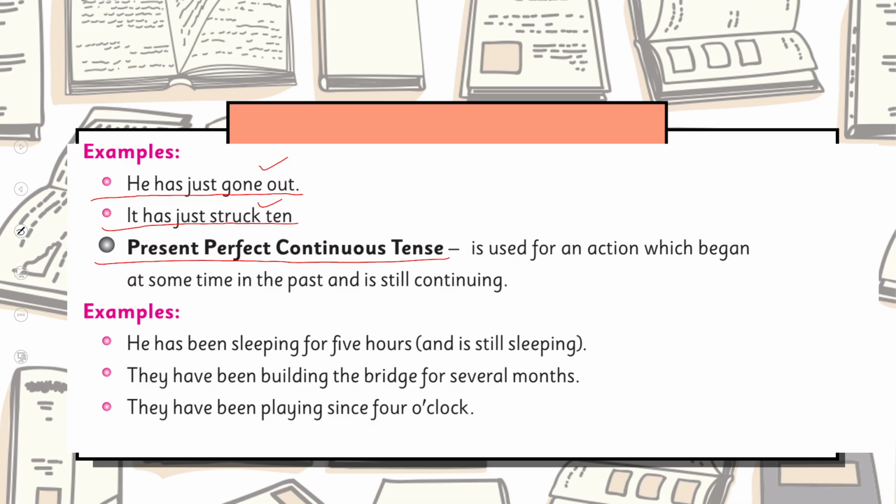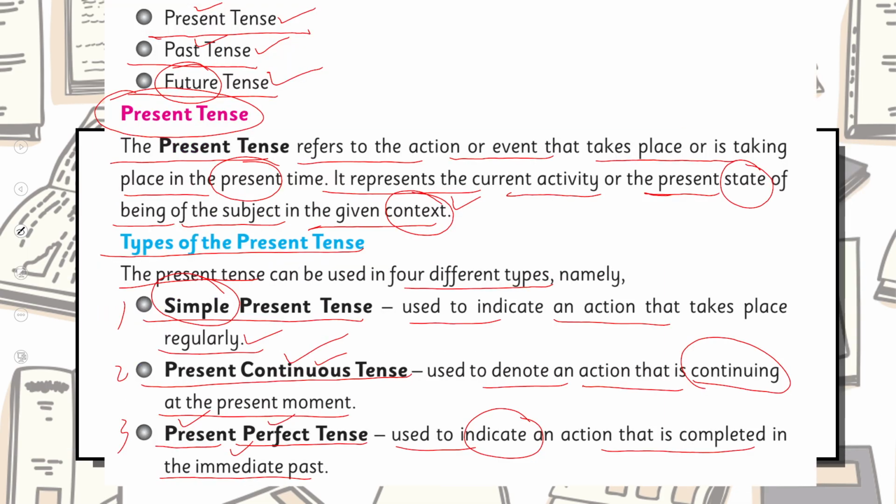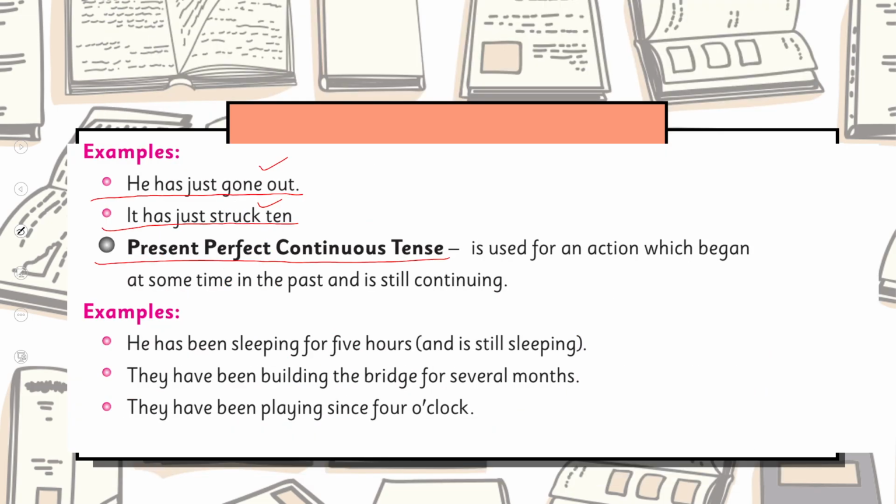Present perfect continuous tense, we also have this form, the fourth one. So we saw that there is simple present, present continuous, present perfect, and present perfect continuous. All of these three combined is used for an action which began at some time in the past and is still continuing, it is still going on. So if we are going to explain something in this kind of time, we are going to use our present perfect continuous. The action began at some time and it is still continuing, and that's why we have continuous tense in it.